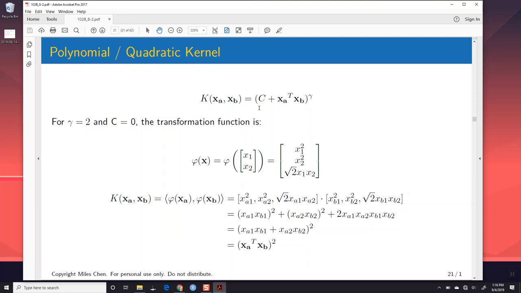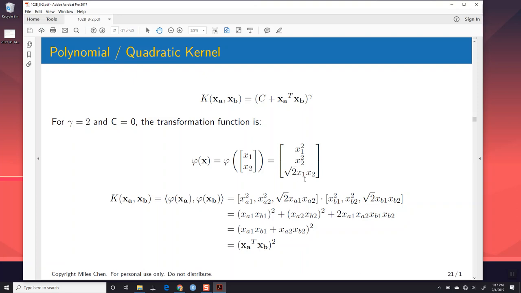Okay. So we have a polynomial kernel, and basically it transforms, there's different ones. But if you use C is 0 and gamma is 2, then it goes from 2D to 3D. If you have something else, then this thing becomes much longer. Like if gamma is 3 and C is 1 or something, then this thing ends up having like 7 elements or 9 elements, a bunch of elements in it.